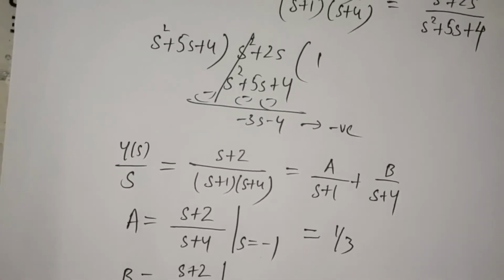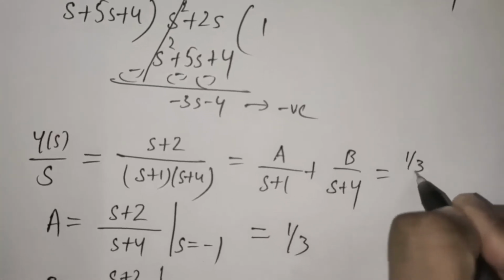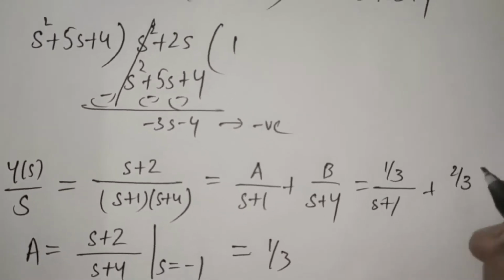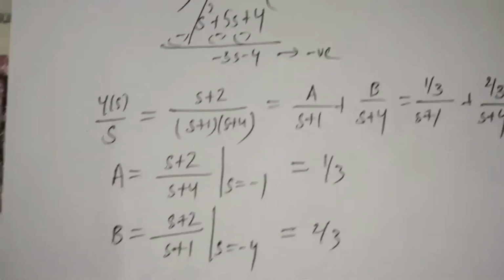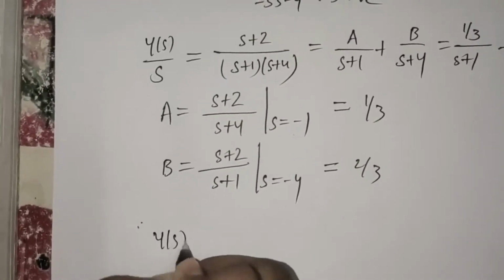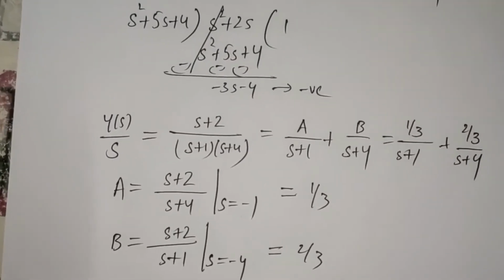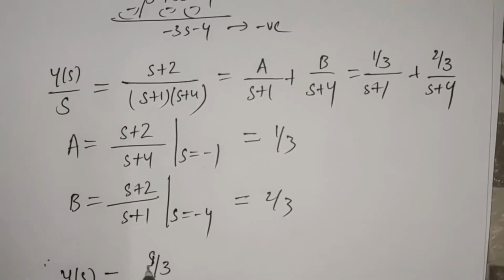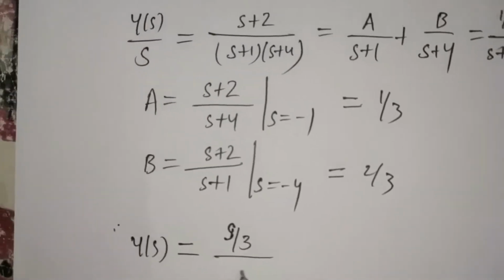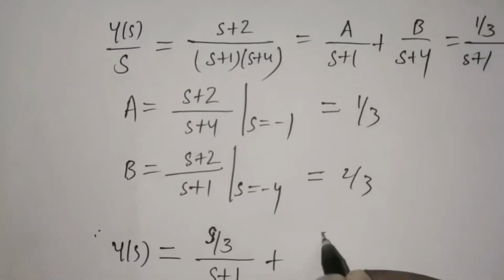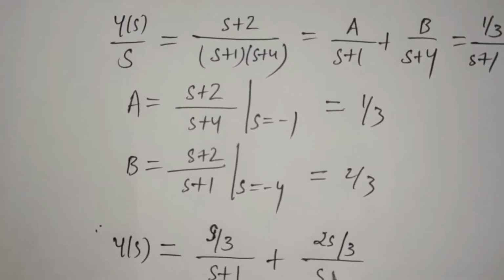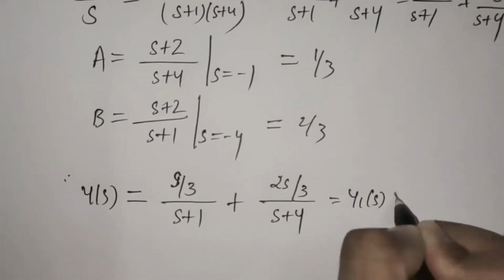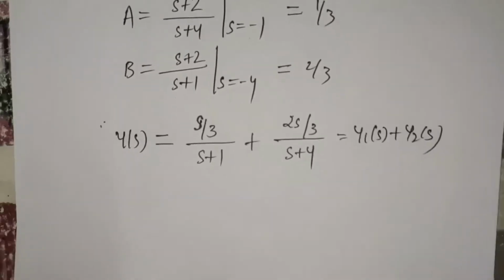So 1 by 3 by s plus 1, 2 by 3 by s plus 4. So then Y of s becomes s by 3 by s plus 1 and 2s by 3 by s plus 4. So this I can consider as Y1 of s plus Y2 of s.